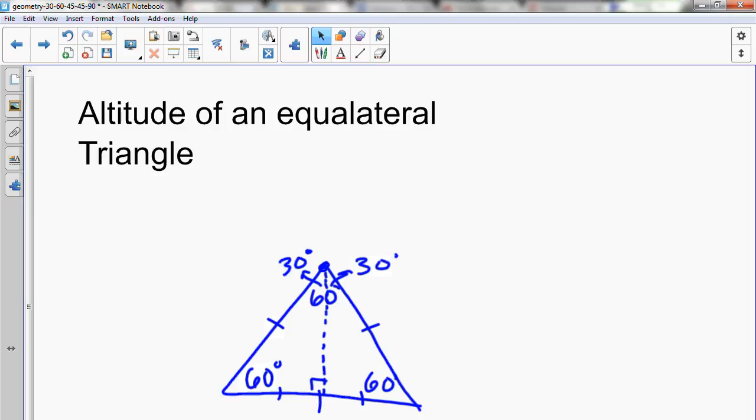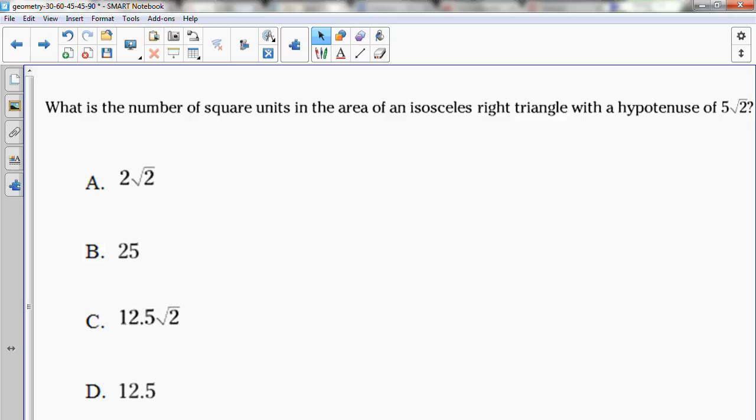Now, all right, let's jump off into some ACT questions here. It says, what is the number of square units in the area of an isosceles triangle with a hypotenuse of 5 square root of 2? So let's draw this.